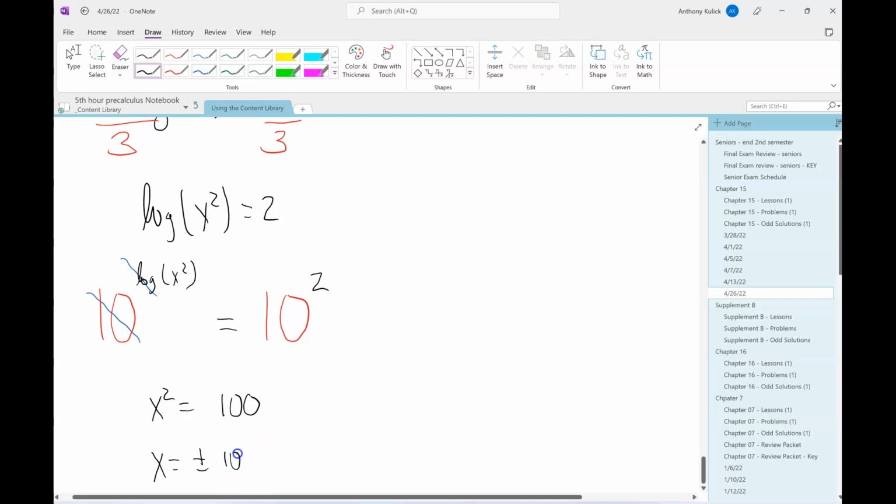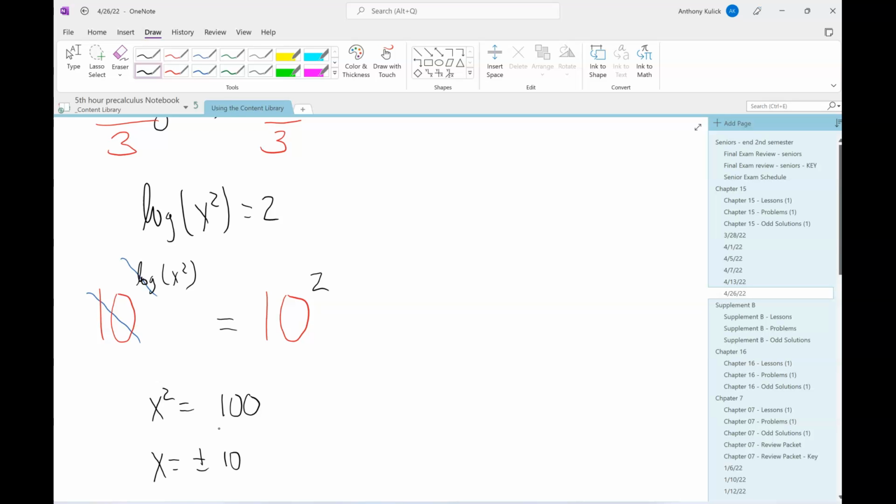So I get x is equal to plus or minus 10. Everybody okay? Hold on, though, because we're not done. Remember, can we take the logarithm of any number we want? No. Has to be positive. So every logarithmic equation you solve, you need to check to make sure that the solution actually is possible.